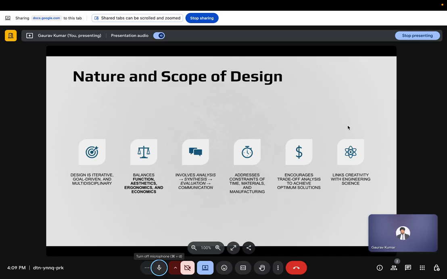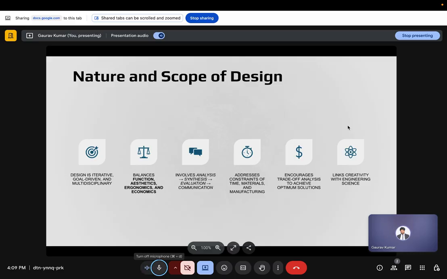The workflow cycles through analysis, synthesis, evaluation, and communication. Analysis clarifies the problem, synthesis generates the alternatives, evaluation tests them against the criteria, and communication aligns stakeholders. So the loop continues until convergence.